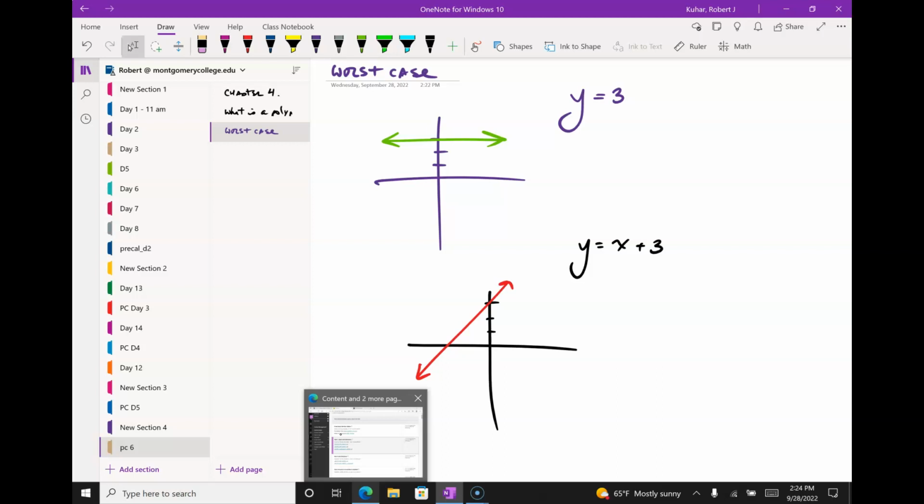How many times if I'm driving on that road am I turning my wheel? Am I turning my wheel at all? No. So there's 0 turning points. One root, 0 turning points.